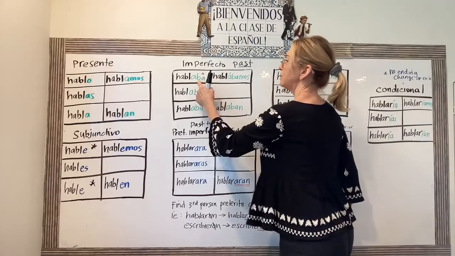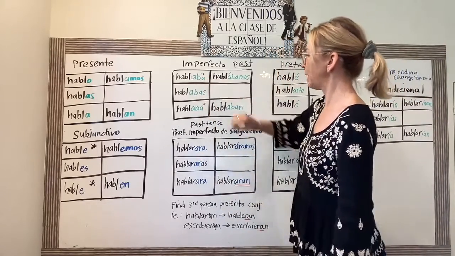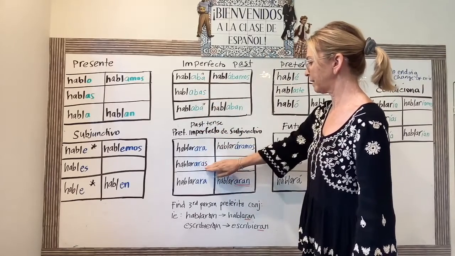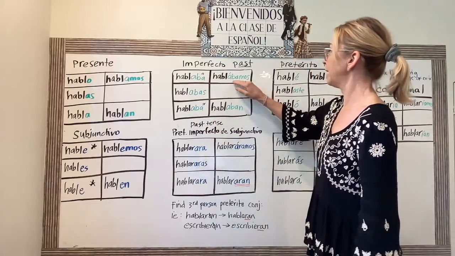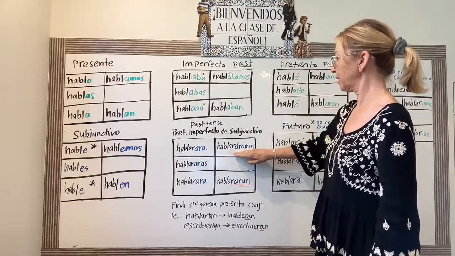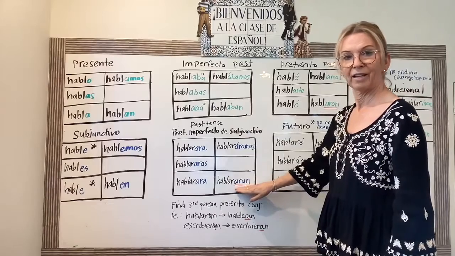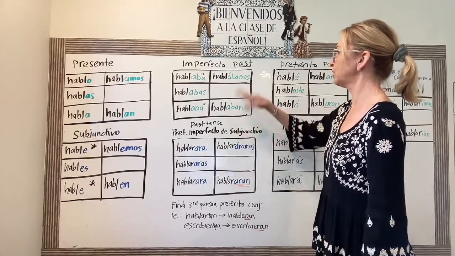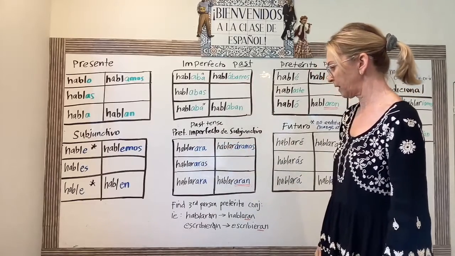All you have to do is change the B with an R. So instead of hablaba, it's hablara. Instead of hablabas, it's hablaras. Instead of hablaba, it's hablara. Instead of hablábamos, it's habláramos. And instead of hablaban, it's hablaran. Okay? So that is totally cool, right? Easy. Once you know the imperfect, you can just change the B with an R and you are home free.